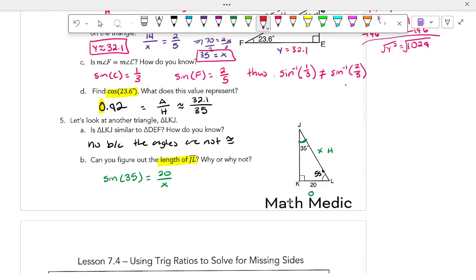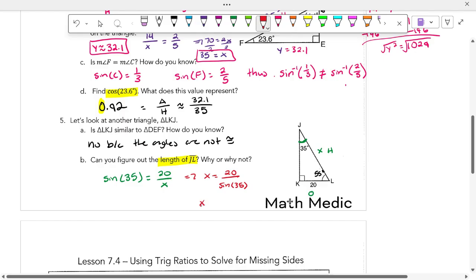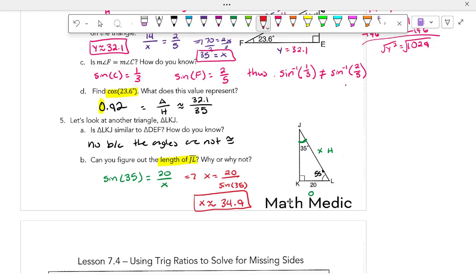Right, you would switch the sine of 35 and the x. So this would be x is equal to 20 over sine of 35. And then just put that in your calculator. So what would that be approximately? 34.9. So again, as long as you got one reference angle and one side, you can find any other side. All right. And the reference angle cannot be the 90-degree angle.